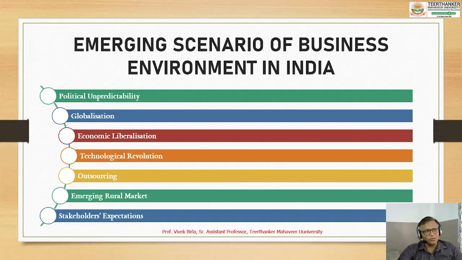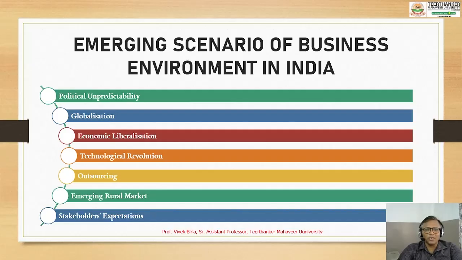We are in the 21st century, and the 21st century is not the same as the previous century. In this century, we have seen a large number of very strong impacts of globalization. Even political unpredictability plays a very important role. Additionally, economic liberalization, technological revolution, outsourcing, emerging markets, and stakeholders' expectations also play a role. Individually, we will be discussing each topic over here.